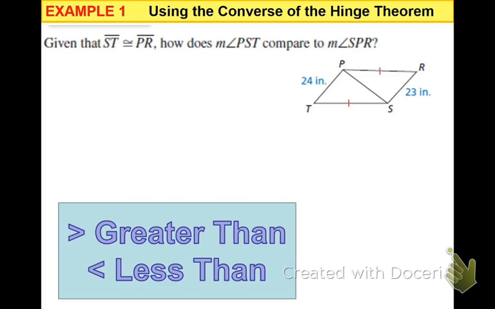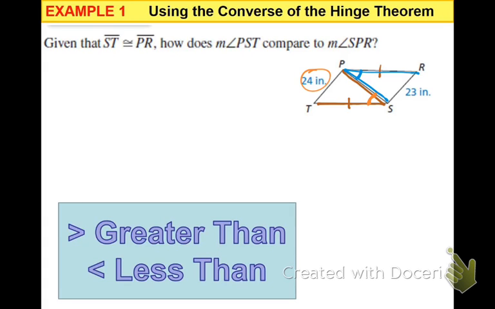Using the hinge theorem, given that ST is congruent to PR, so you see these tick marks, this side's congruent to this side. How does the measure of PST, when we're looking at 3 letters of an angle, which letter are we talking about? The vertex, which is the middle letter. So we're comparing the angle I've marked, S. We're comparing it to SPR. So the P, the middle letter.